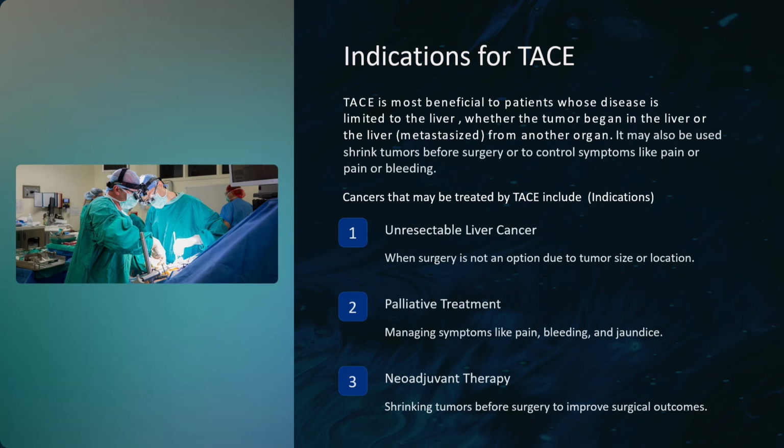It may also be used to shrink the tumor before surgery or to control symptoms like pain or bleeding. So the cancers that can be treated by TACE include unresectable liver cancer, that is when surgery is not an option due to tumor size or localization. Second is palliative treatment, that is managing symptoms like pain, bleeding and jaundice. The third is neoadjuvant therapy, that is shrinking the tumor before surgery to improve surgical outcomes. So these all are the indications.